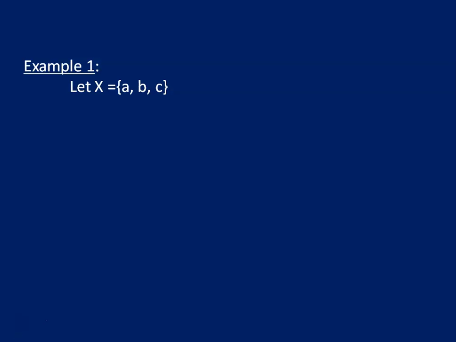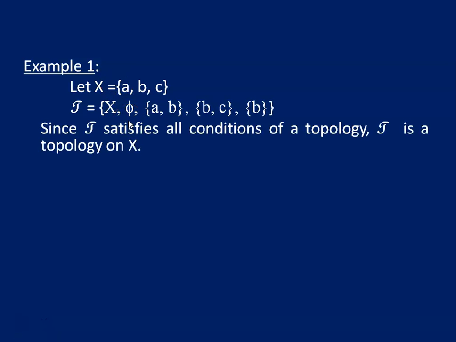Let us see an example here. Let X be the set containing 3 points a, b, c. Let the topology defined on X be the whole space X, the empty set, the set containing 2 points a, b, the set containing 2 points b, c, and the singleton set b. Clearly, this is a topology on X because it satisfies all the conditions of being a topology.